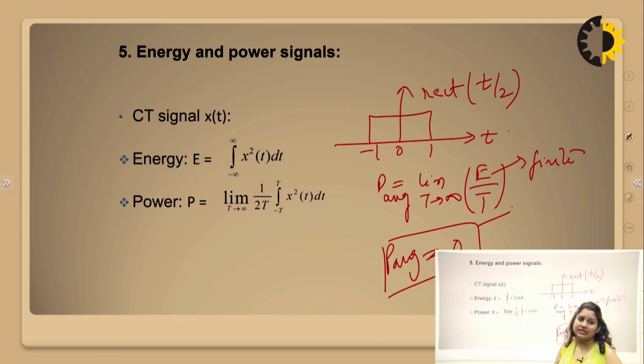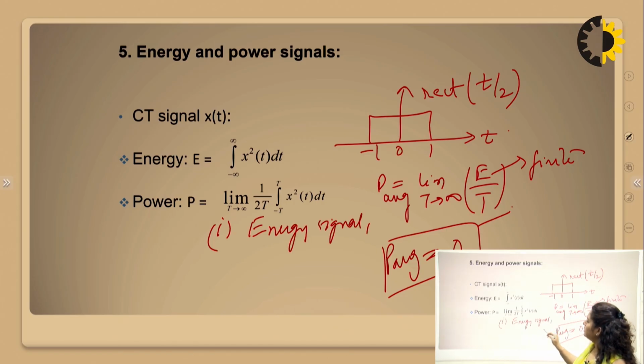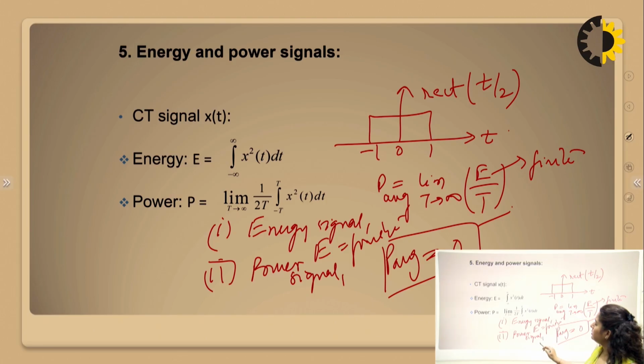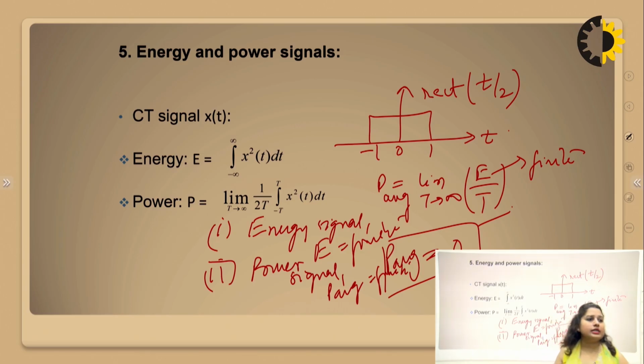So there are three classifications in energy and power signals. First, if the signal is an energy signal, then the energy is finite and power becomes 0. Similarly, the second form of signal, when power signals are there, the average power is finite, but energy is infinite. And the third form of signal is neither an energy signal nor a power signal.